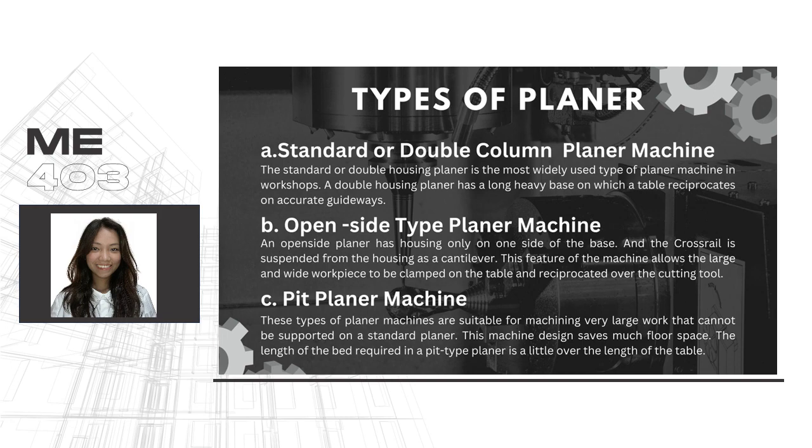An open side type has housing only on one side of the base. The cross rail is suspended from the housing as a cantilever. This feature allows the large and wide workpiece to be clamped on the table and reciprocated over the cutting tool.